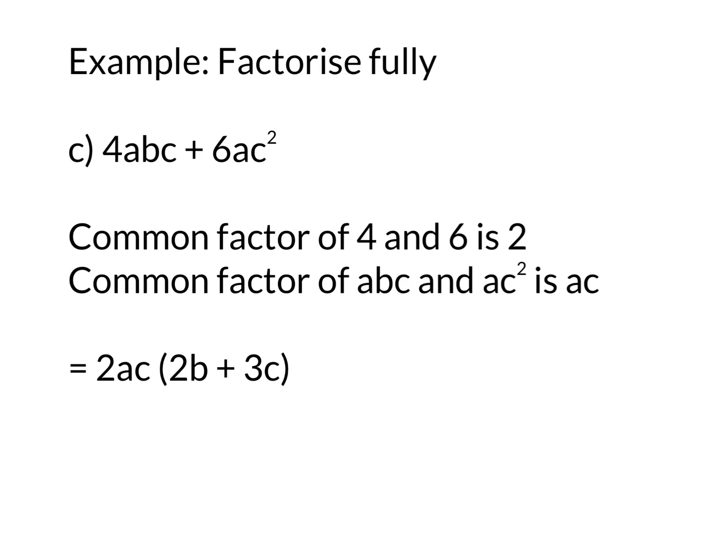And our final example, 4abc and 6ac squared. So the common factor of 4 and 6 is 2. The common factor of abc and ac squared is ac. Now once again, we could take any combination of all of those, but because we're factorising fully, we need the 2ac out the front. And 2ac into 4abc goes 2b, and 2ac into 6ac squared goes 3c.